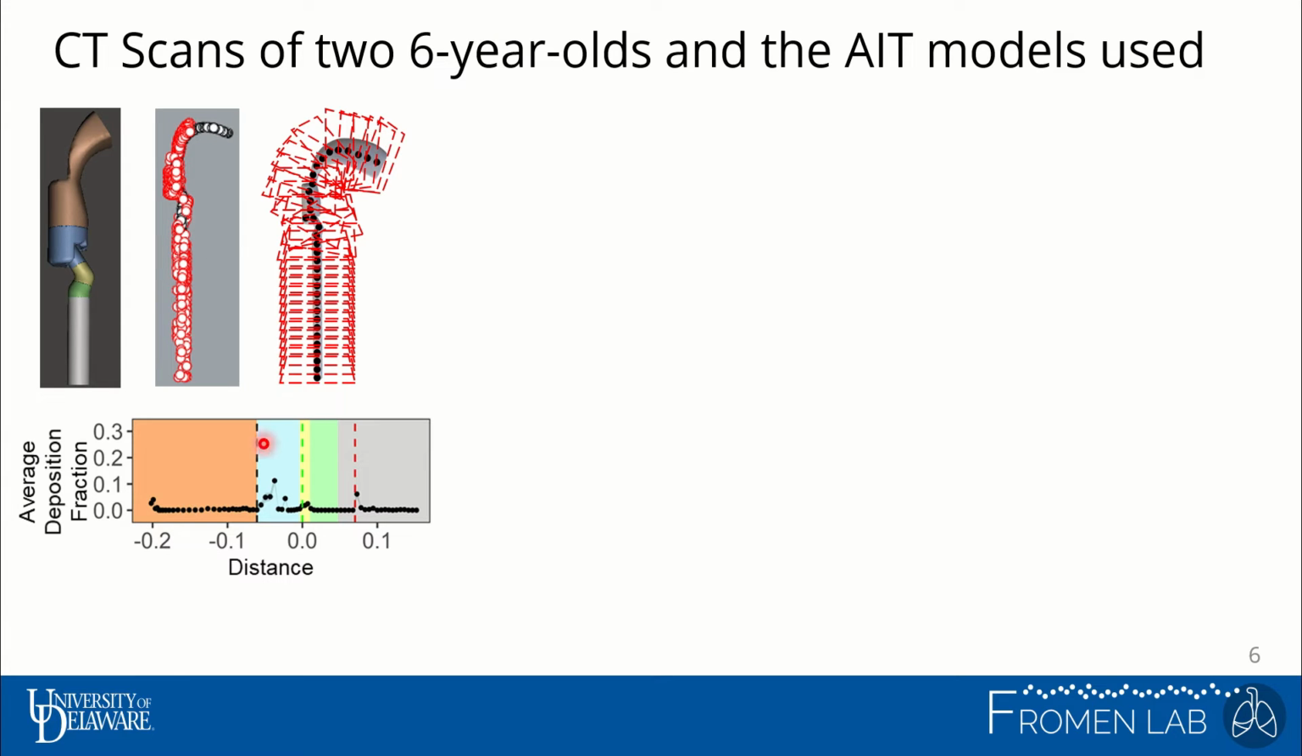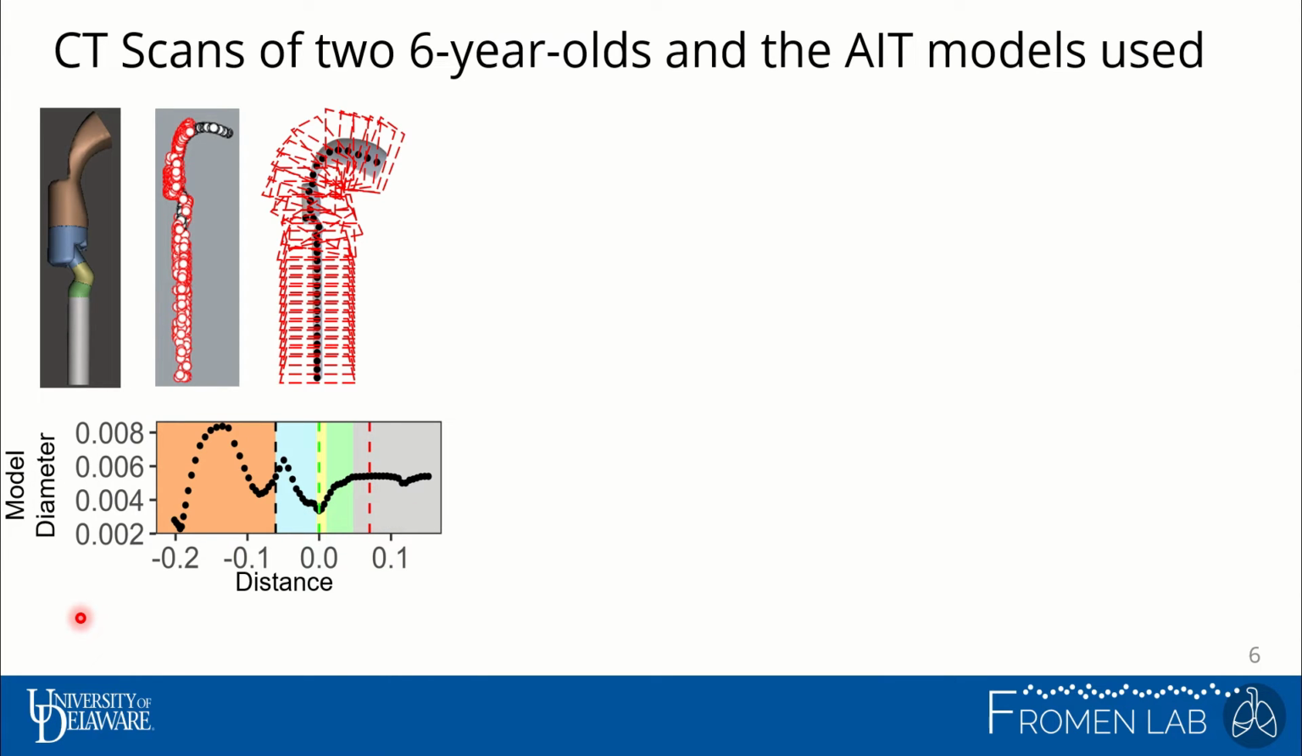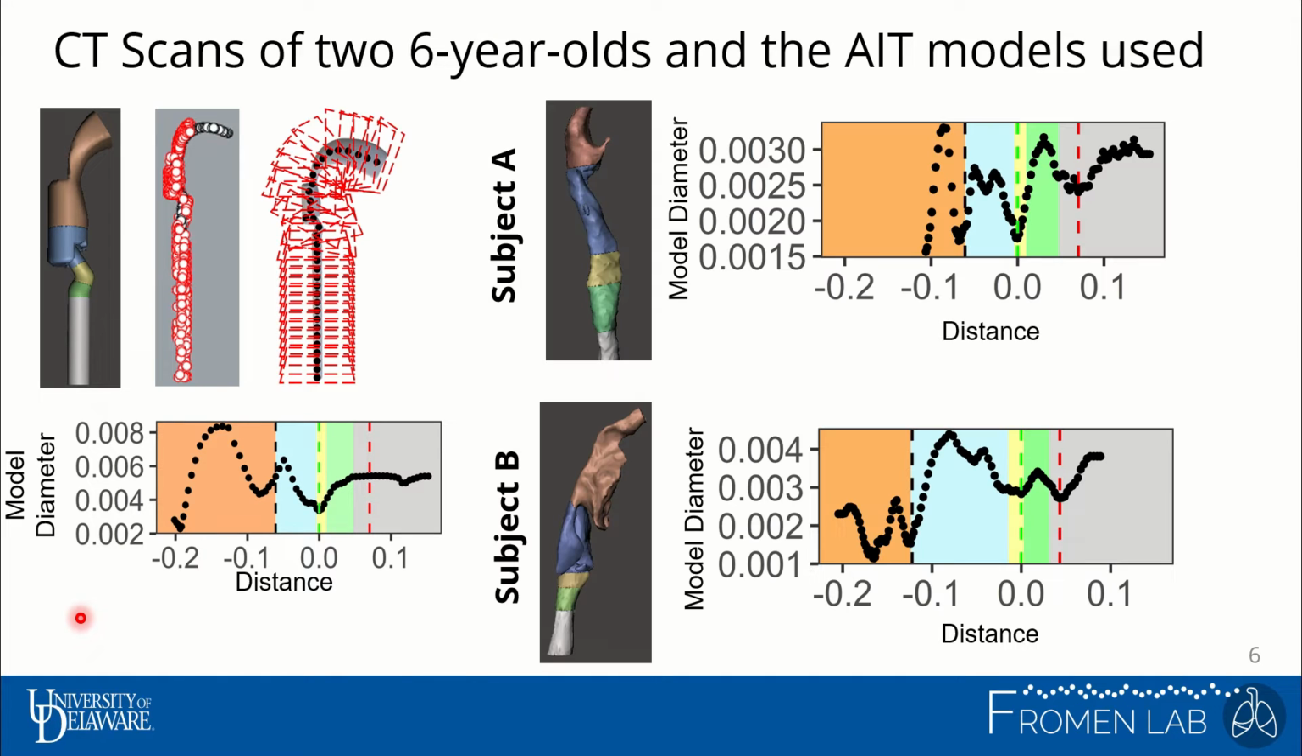And so that's what we're seeing down here. This is the distance along the center line, and the average deposition fraction is representative of particles that deposited between 2 points of the center line as we traveled along it. So then we used other metrics along with this, such as model diameter, surface area, angles through the models, etc., to quantify anatomical features of interest. And we did this for all 3 of the models that we used.